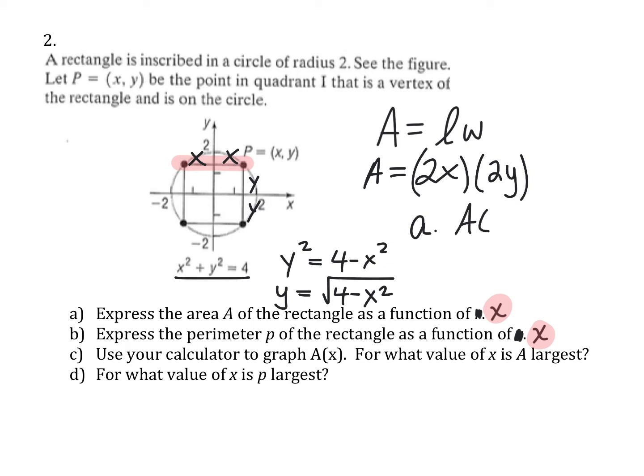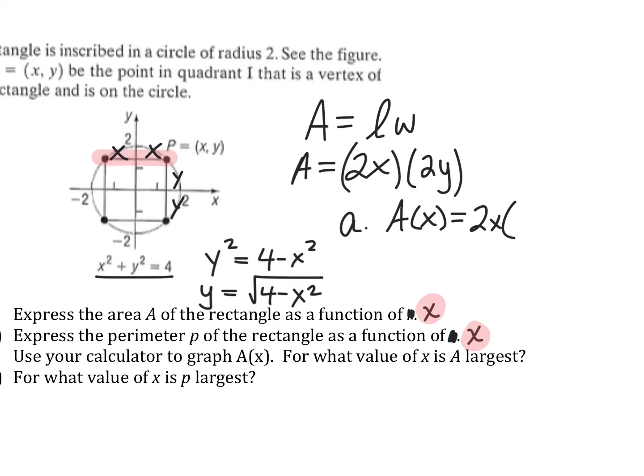The area as a function of the x coordinate will be 2x times 2 times the square root of 4 minus x squared. Well, let me fix that. And we can simplify that one step further to get 4x times the square root of 4 minus x squared.